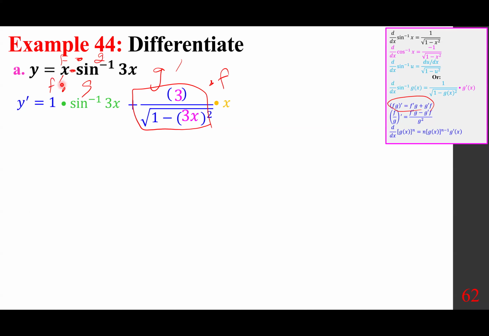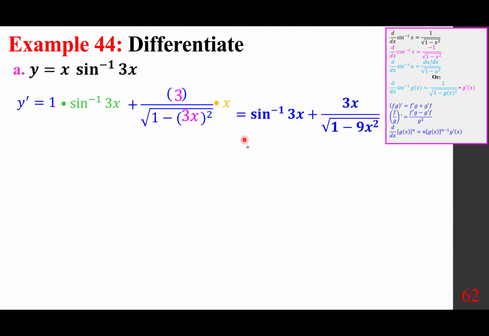A quick recap: x gives you 1, sine inverse of x, and this one, you put 1 over the square root of 1 minus something squared. What is squared? That's the g function. What goes up here or times that is the derivative of that, which is 3, and then this is f, x. So this is simply sine inverse of 3x. This is 3x minus, okay, plus, my apologies, it's hard to see that, I shouldn't have crossed. So plus 3x over the square root of 1 minus 9x squared, that's the final answer.